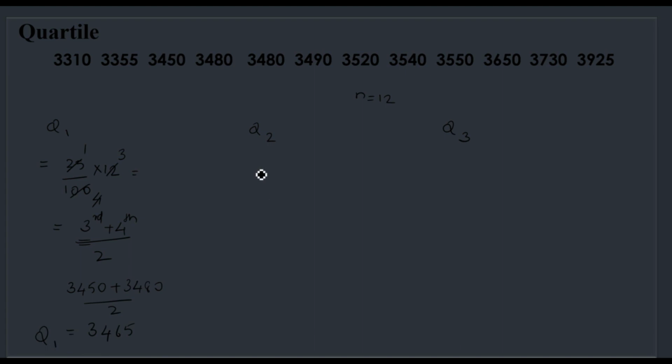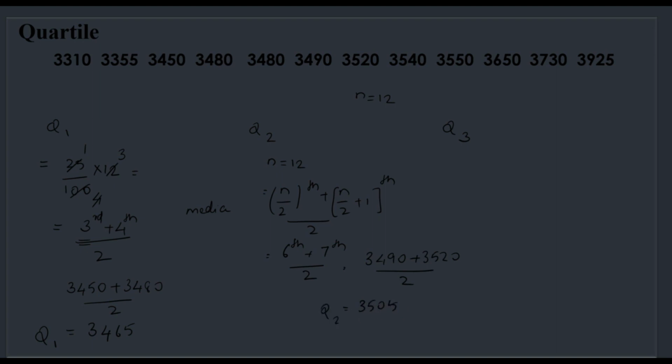Q2 is the 50th percentile, or the median. If we are calculating the median, our n equals 12, which is an even number. So our calculation is the n by 2th observation plus the n by 2 plus 1th observation, divided by 2. With n equal to 12, it is the 6th observation plus the 6 plus 1, 7th observation, divided by 2. 1, 2, 3, 4, 5, 6. That is 3490 plus 3520 divided by 2. We have already calculated that: 3505, that is Q2.